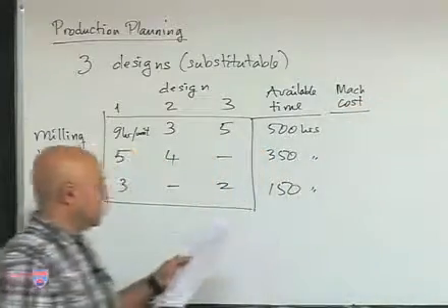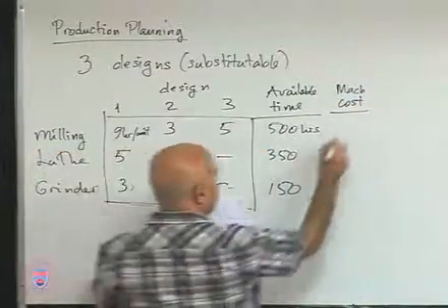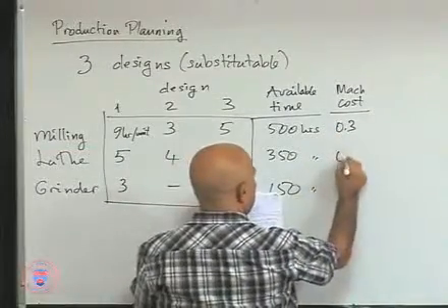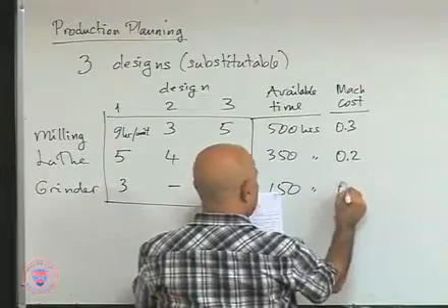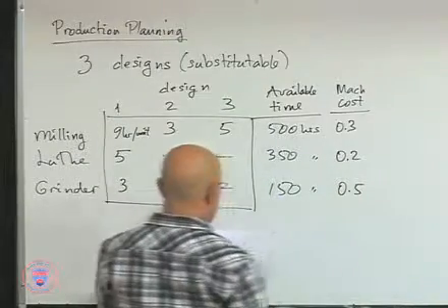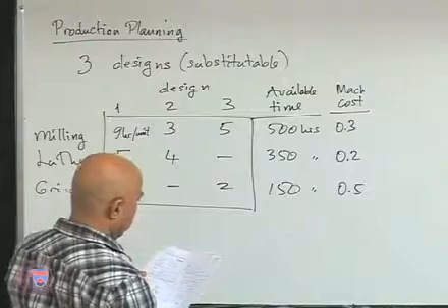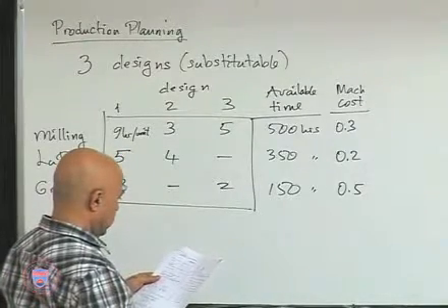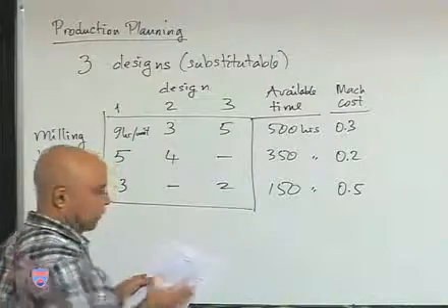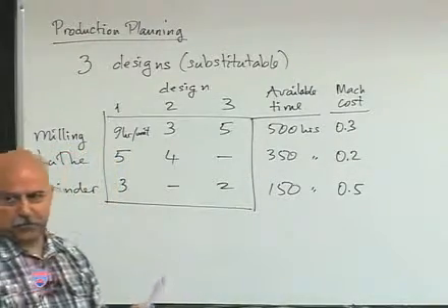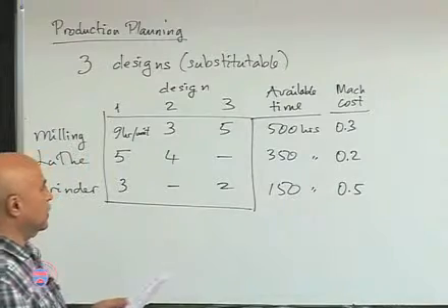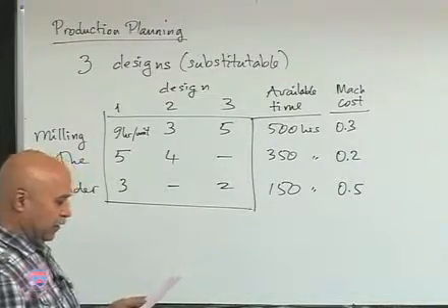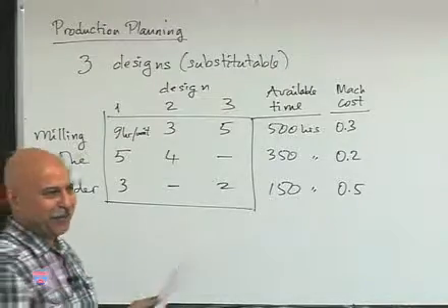The machining cost per unit is 0.3 liras, 0.2 and 0.5. This is actually liras per hour. I forgot to write it down in my notes, but I think they should be Turkish liras per hour. Let's just take it that way. And if it doesn't come out right, then I'll correct it, okay?